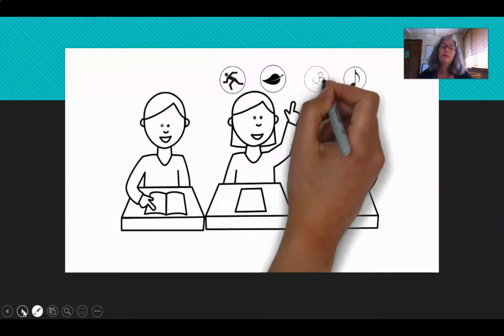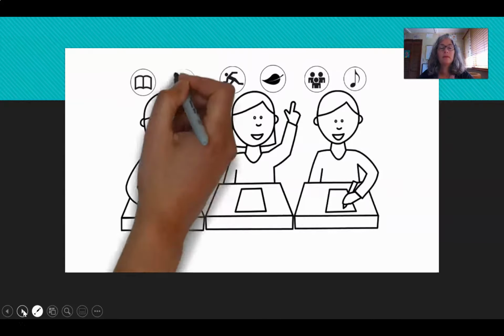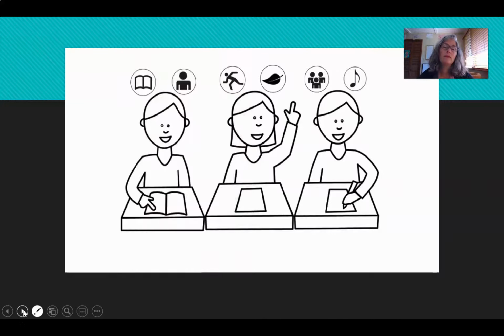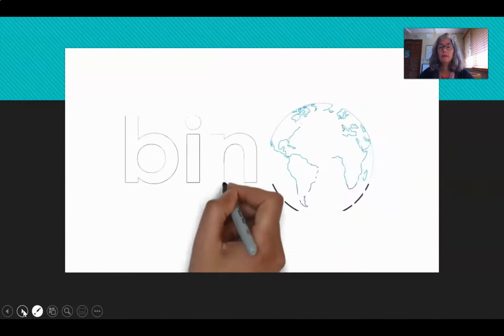Recognizing different types of intelligence brings out the best in students. It helps them discover their inherent talents and gifts. Learn more about Howard Gardner's multiple intelligences.